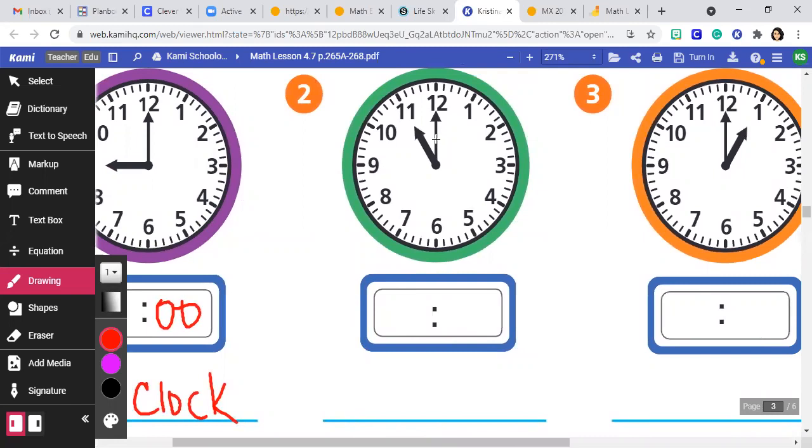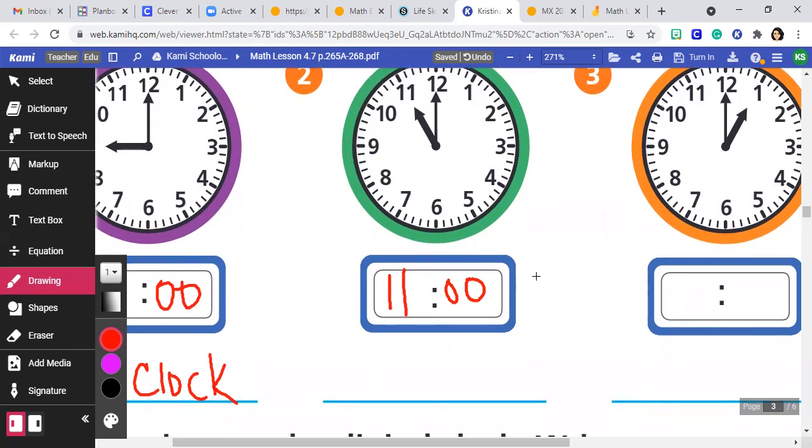Again, that longer hand, the minute hand, is pointing straight up to the 12. So no minutes have passed in our clock. So I'm going to write the minutes as 0, 0. And the short hand, the small hand, the fatter hand, is pointing to 11. So I know that the time, the hour, is 11. The way we would say this one is 11 o'clock.